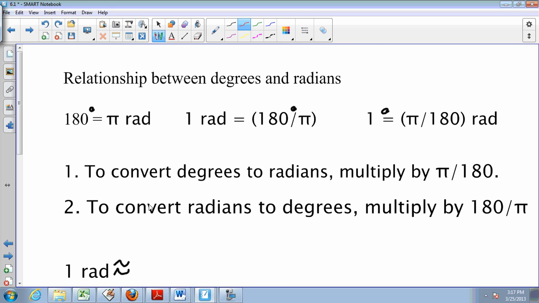So there is a relationship between degrees and radians. 180 degrees is pi radians. 1 radian is equal to 180 degrees divided by pi. 1 degree is equal to pi divided by 180 radians. To convert degrees to radians, multiply by pi over 180. To convert from radians to degrees, multiply by 180 over pi.